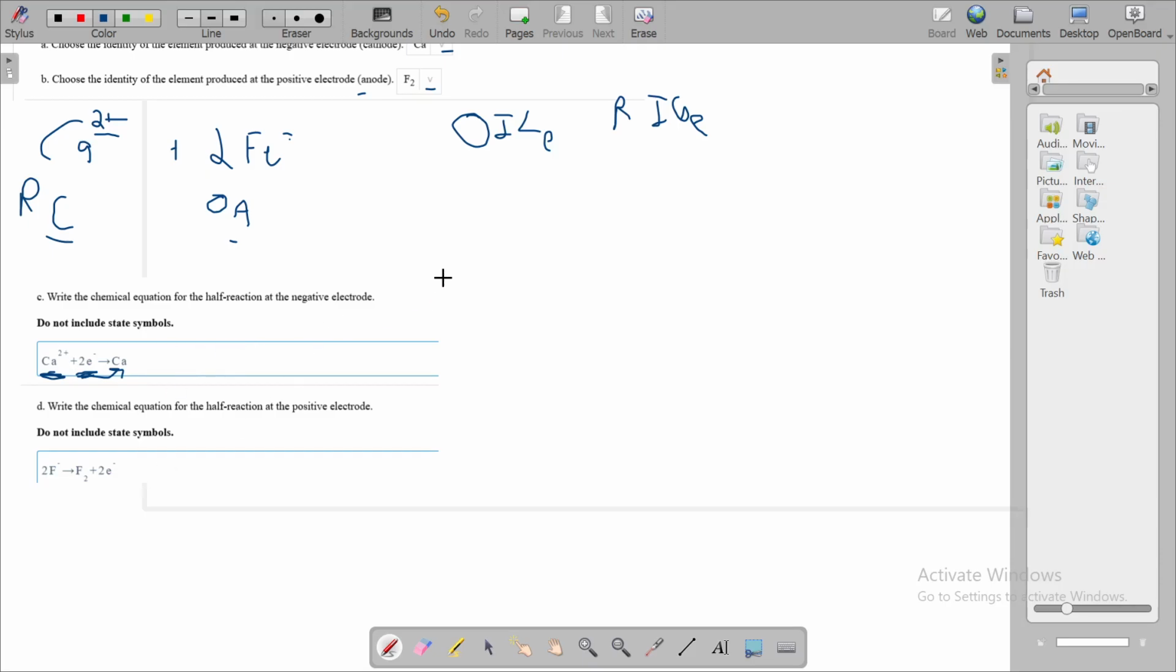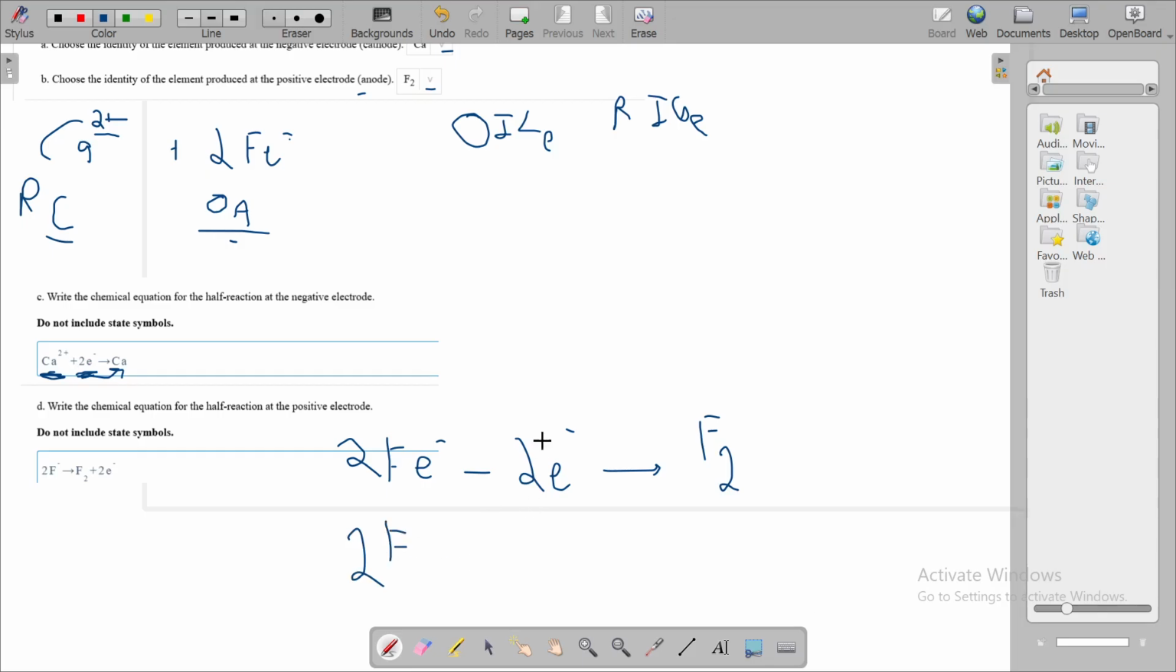For part D, this is how I do it. I know that it's reduction, right? Reduction. No, it's oxidation. Sorry. It's being oxidized. It's at the anode. Remember, oxidation at the anode. And oxidation is the loss of electrons. So I know that this 2F will lose 2 electrons, forming F2. By the way, you cannot write this, and I just do it so I can understand.